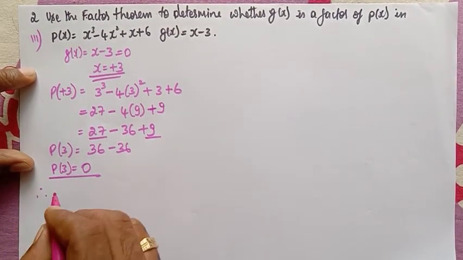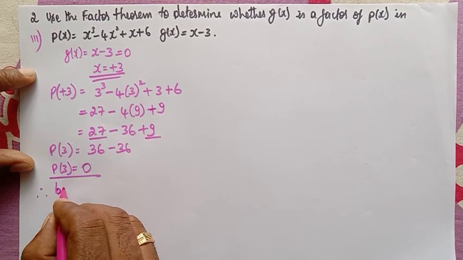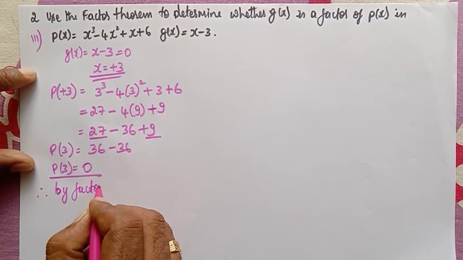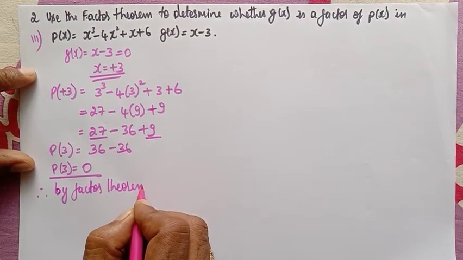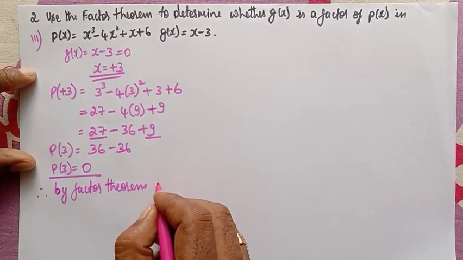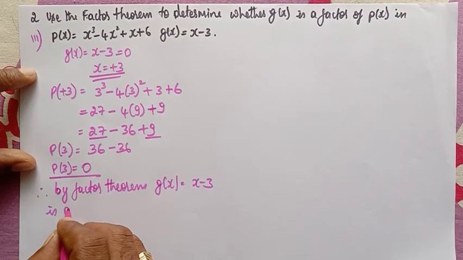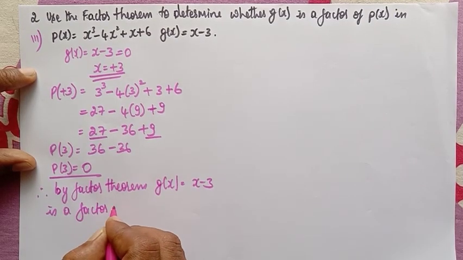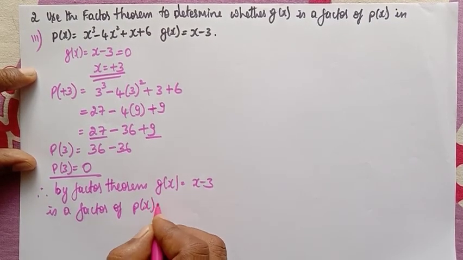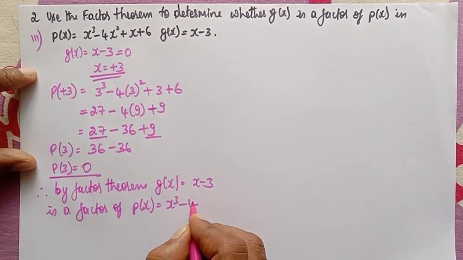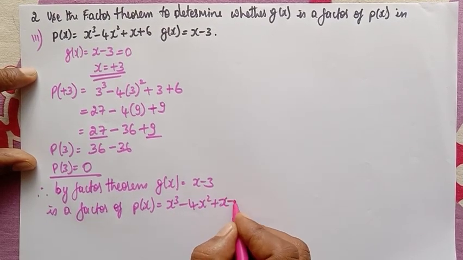Therefore, by the factor theorem, g of x is equal to x minus 3 is a factor of p of x, which is equal to x cube minus 4x square plus x plus 6.